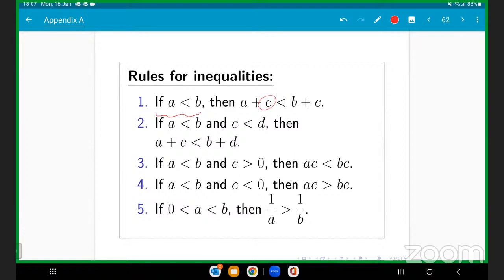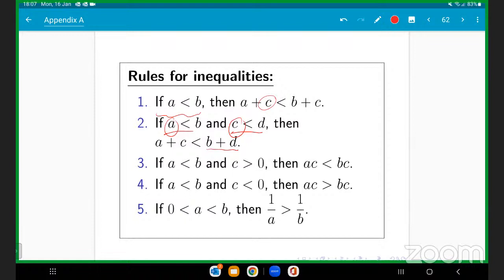And very similarly to that, if you've now got four numbers with A less than B and C less than D, then the sum of the two smaller ones will be dominated by, or is less than, the sum of the two bigger ones, B plus D.